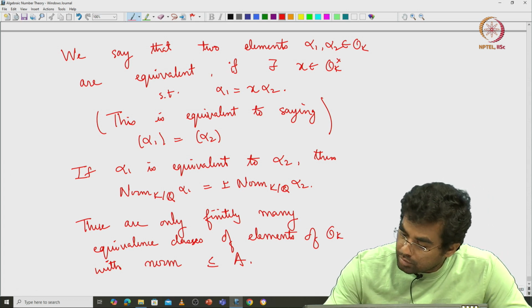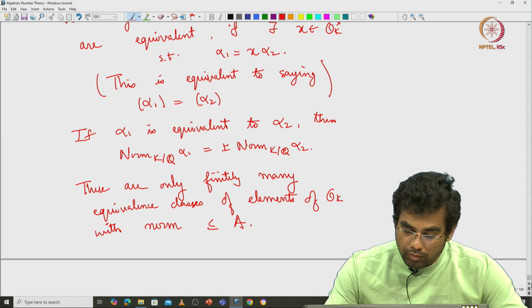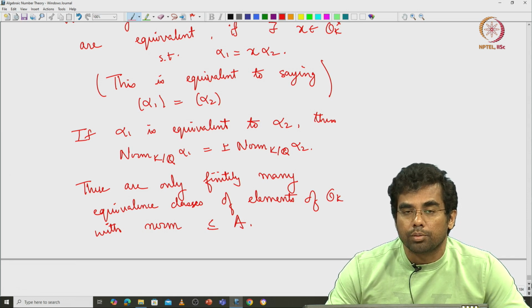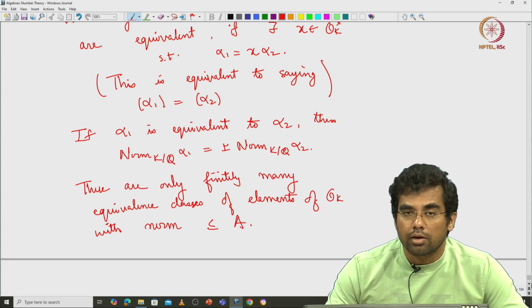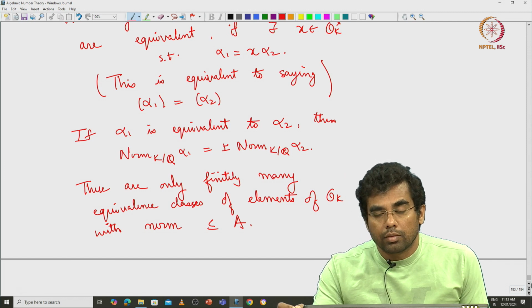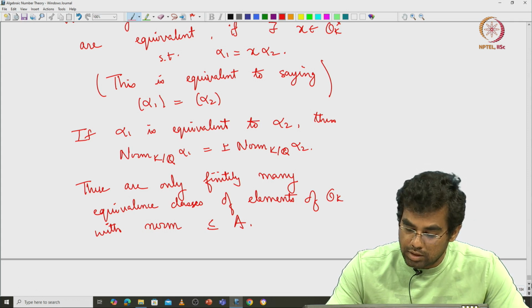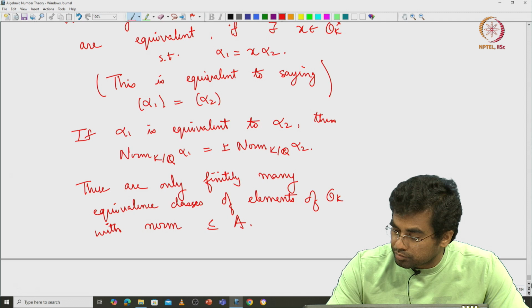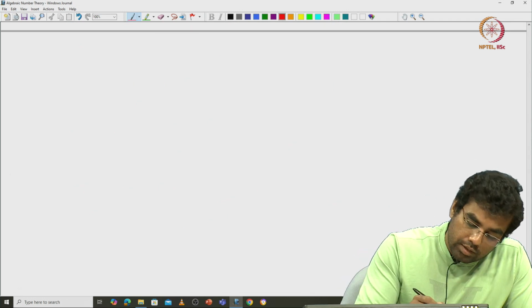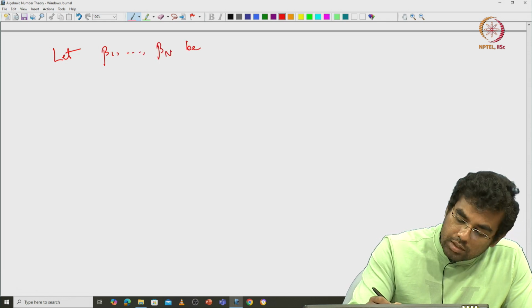Okay, all right. Let me just spend a minute on this. If two elements are equivalent, then their norms are the same up to sign. The converse need not be true, by the way. Two elements can have the same norm, but they need not be conjugates of each other. Nevertheless, the statement that there are only finitely many equivalence classes of elements of OK with norm less than or equal to A is true. All right. So, let beta 1 up to beta n be representatives of these classes.